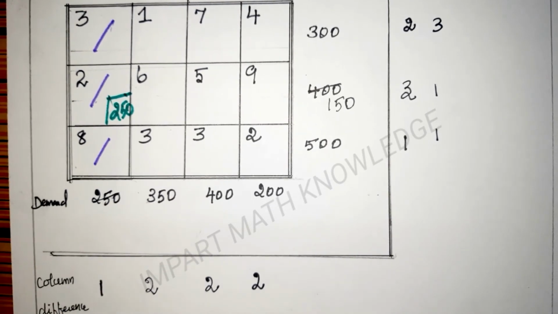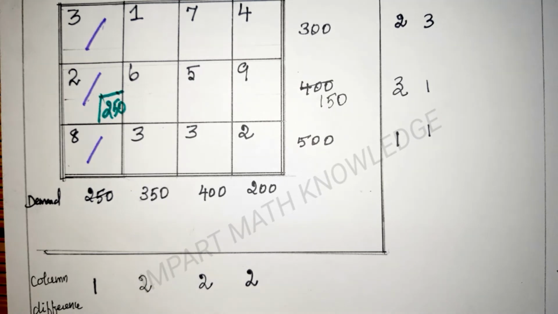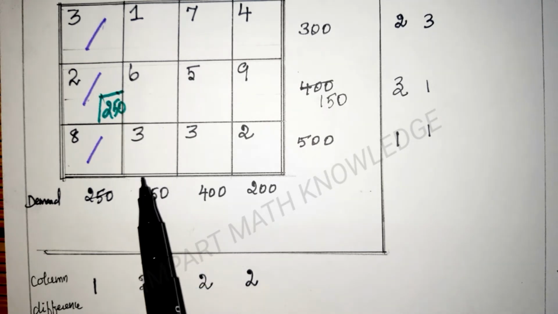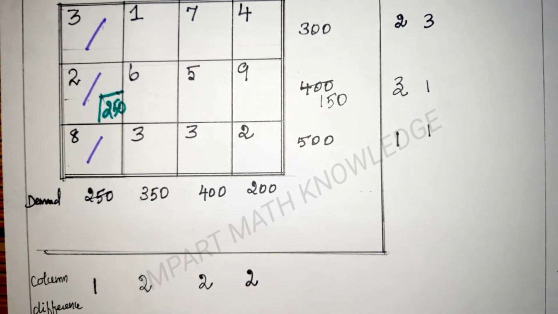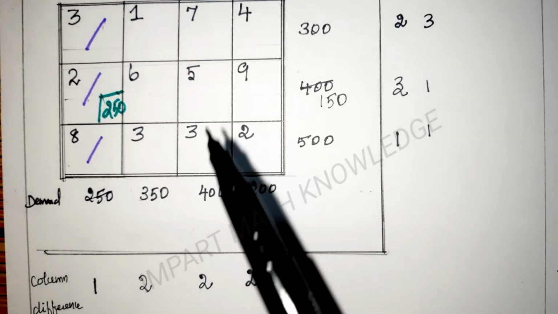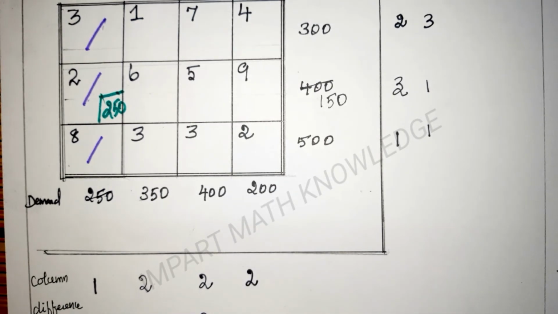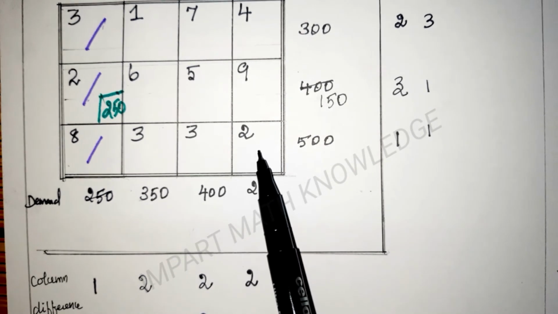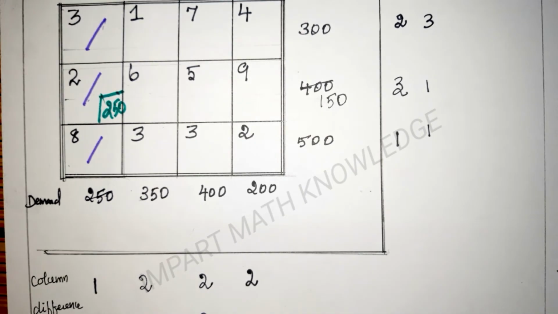First column, put a dash. The second column, the least number is 1 and the next least number is 3. So the difference is 2. Third column, least number is 3 and the next least is 5. So the difference is 2 again. In the fourth column, the least number is 2 and the next least is 4. The difference is 2 again.